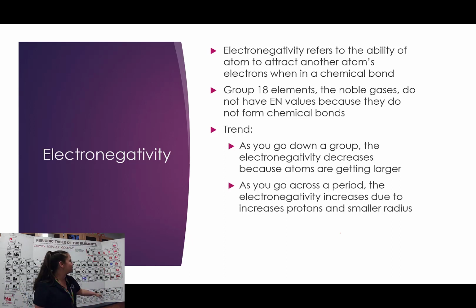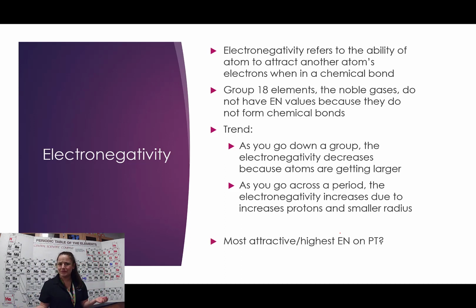which also explains the trend across a period. Okay, as you go across a period, the electronegativity is going to increase because you're going to have more protons and a smaller radius. Just like those more protons are better at attracting in their own electrons, those more protons are also good at attracting other atoms' electrons. Okay, so as you go across the period, the electronegativity will increase. Meaning, who's the most attractive element?